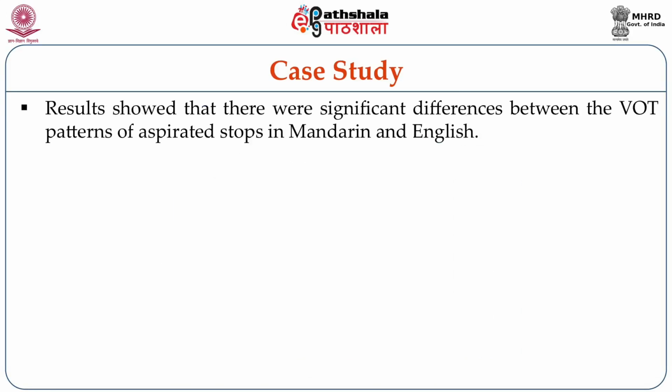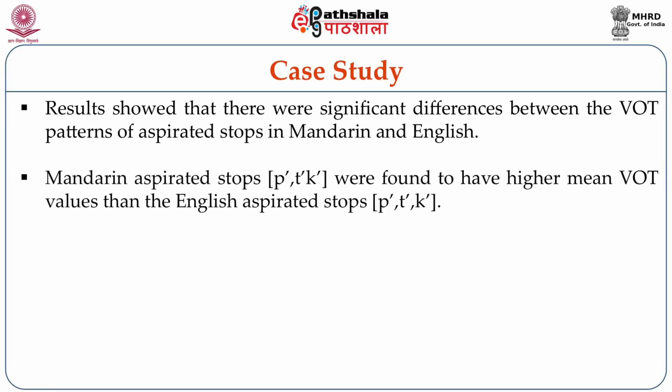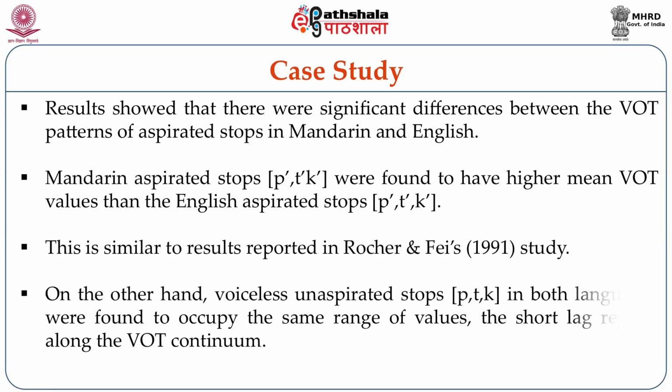Results showed that there were significant differences between the VOT patterns of aspirated stops in Mandarin and those in English. Mandarin aspirated stops pʰ tʰ kʰ were found to have higher mean VOT values than the English aspirated stops. This is similar to the results reported in Rocher and Fay's 1991 study. On the other hand, voiceless unaspirated stops p t k in both languages were found to occupy the same range of values, the short lag region along the VOT continuum.